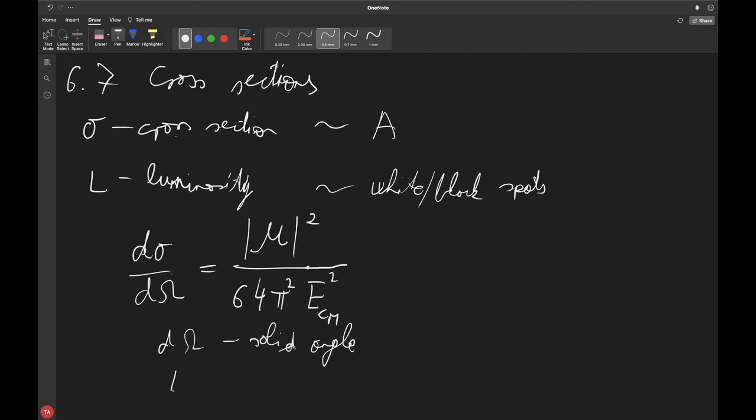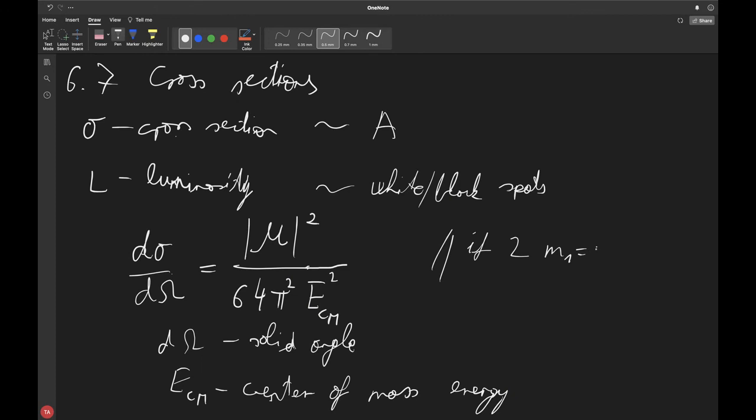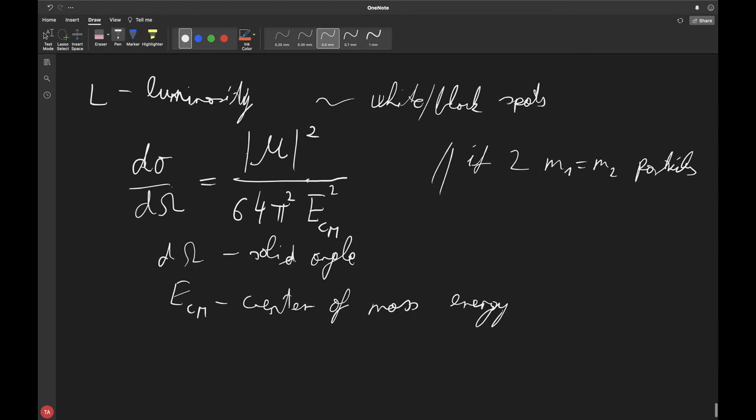Omega is the solid angle, and E_CM is the center of mass energy, and this formula is true if we have two same mass particles. This is actually true for what happens at CERN, for example. We have two protons colliding, so their mass will be the same, and so if you calculate the cross section, this is the formula to use.